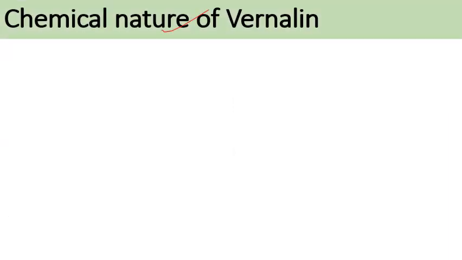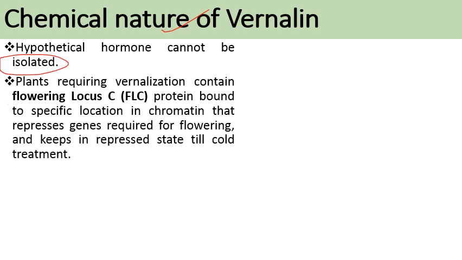Next comes the chemical nature of vernalin. This is a hypothetical hormone and cannot be isolated. Plants requiring vernalization contain one important thing, that is flowering locus C protein, and this protein is bound to a specific location on chromatin or DNA that represses genes required for flowering.